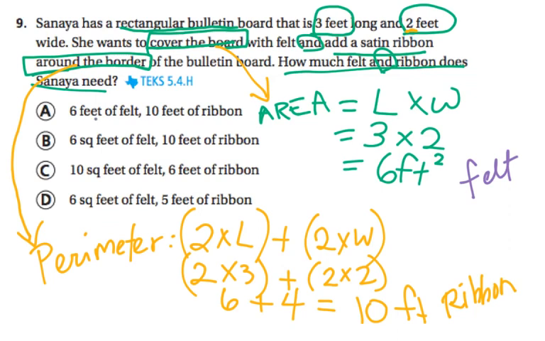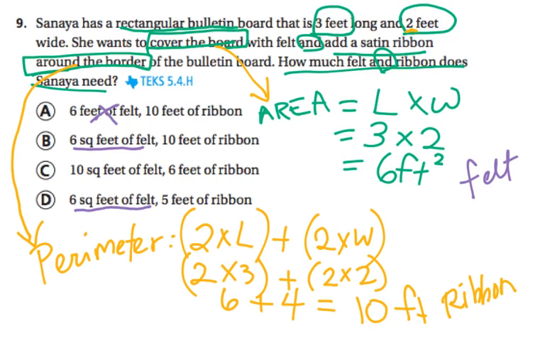Now this answer choice has 6 feet of felt. Answer choice B has 6 square feet of felt, and answer choice D has 6 square feet of felt. A has 6 feet of felt, but they don't have the square, so I'm going to get rid of that one, because if they're just talking about 6 feet of felt, it could be just a line of it. It's not a two-dimensional idea, okay? It's not going to be like a piece of paper or something flat.